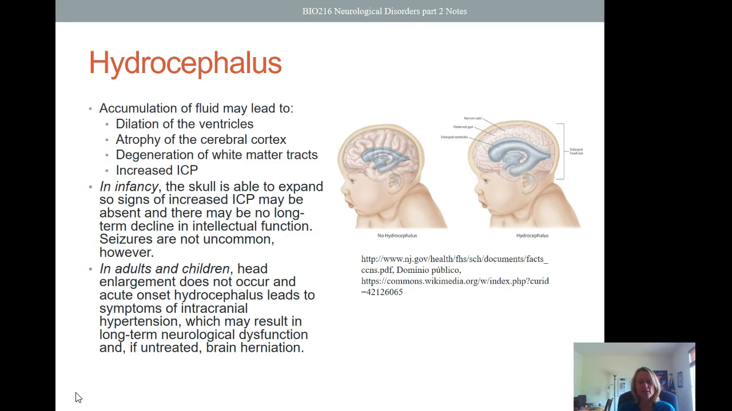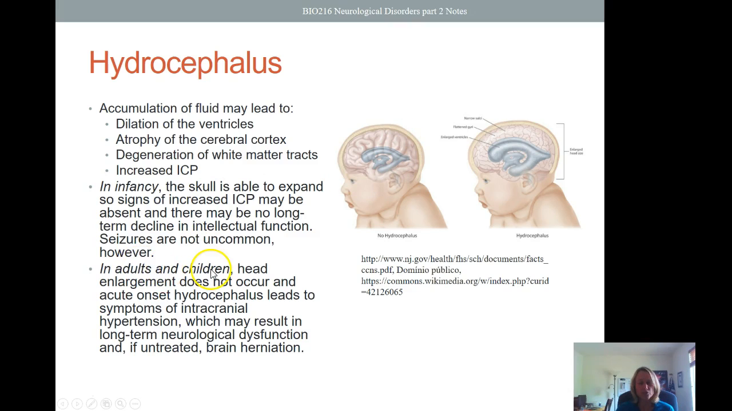In infancy, the skull is able to expand, so signs of increased intracranial pressure may be absent, and there may be no long-term decline in intellectual function. These kids, though, may be a little irritable, and they may present also with seizures.